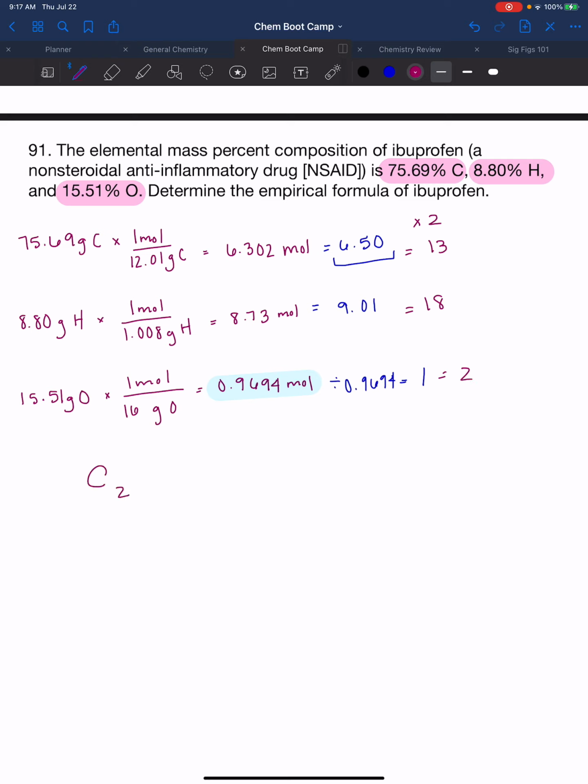Now you can write your empirical formula. So that would be your empirical formula for ibuprofen. Remember to always circle your answers so that your professor knows what your final answer is, and try to be clear with your work. And don't forget sig figs.